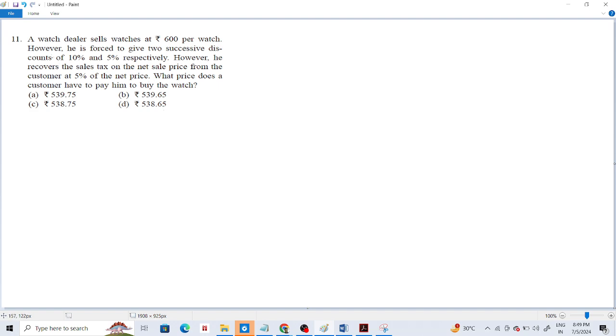Okay, so it's written a watch dealer sells watches at 600 rupees per watch. Fine.